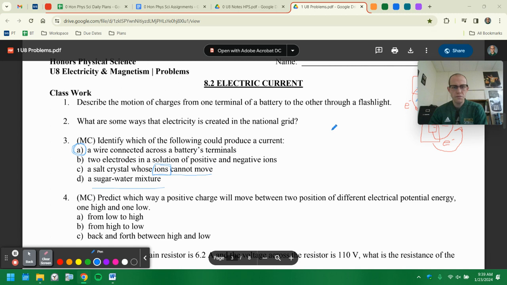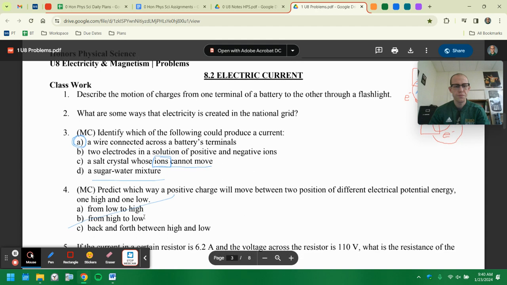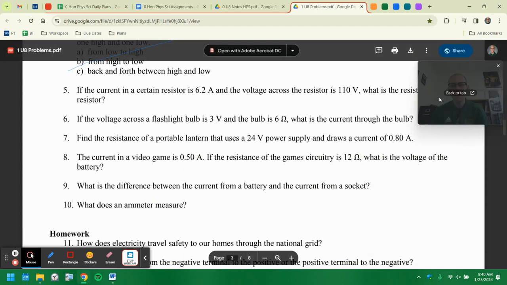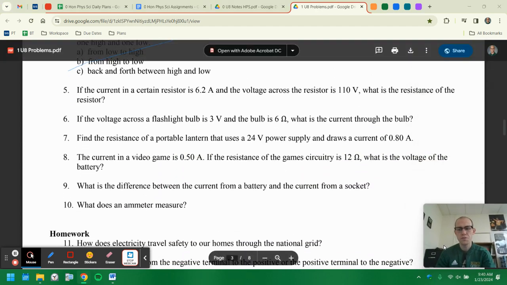Predict which way the positive charge will move between two positions of different electrical potential energy. It should go from high to low. A waterfall, remember, goes from up high down to low. And now we're going to get into some calculation problems.